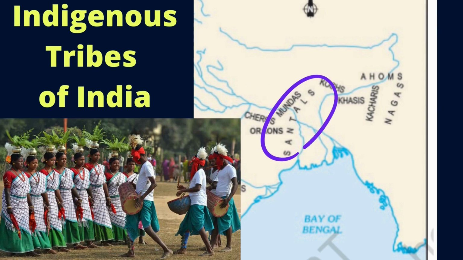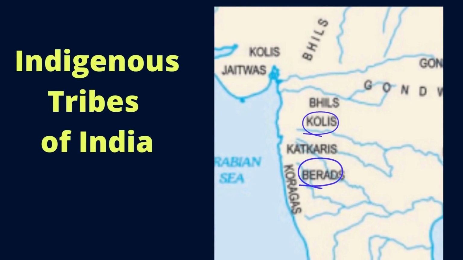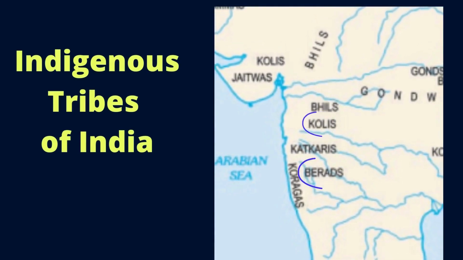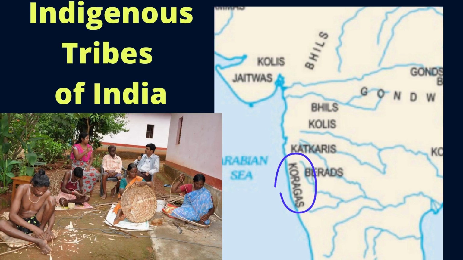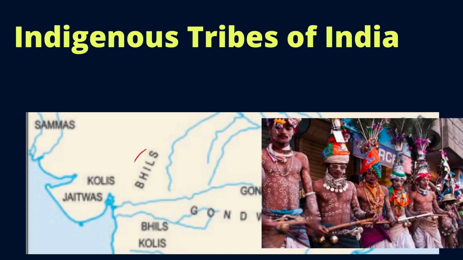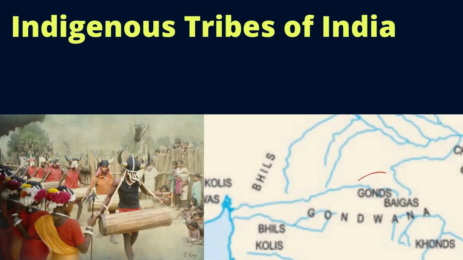The Mundas and Santals were other important tribes that lived in the same region and also in Orissa and Bengal. Maharashtra and Karnataka were home to the Kolis and the Berad. A little further south lived a large tribal population of the Koragas. And on the left you can see a picture of the Koragas. The large tribe of the Bhils was spread across west and central India. And where are the Gonds found? They are found in Chhattisgarh, Madhya Pradesh, Maharashtra and Andhra Pradesh.